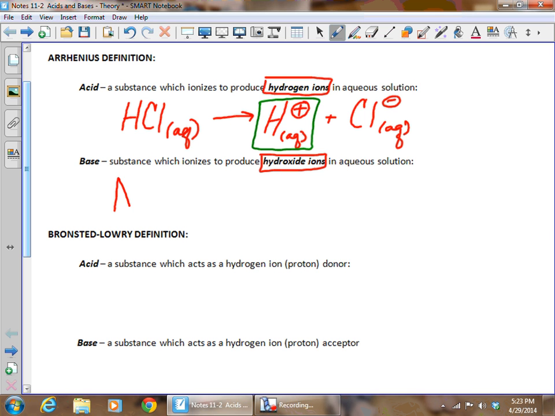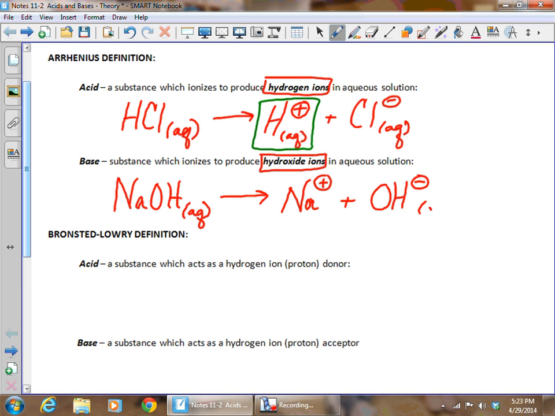A base, on the other hand, NaOH, when we put that in water and it ionizes, it is going to end up forming whatever the metal is that it's combined with, and OH minus, the hydroxide ion. Again, both of these are dissolved in the water. And for it to be a basic solution, if it doesn't have that hydroxide ion in the solution, it's not going to be basic.